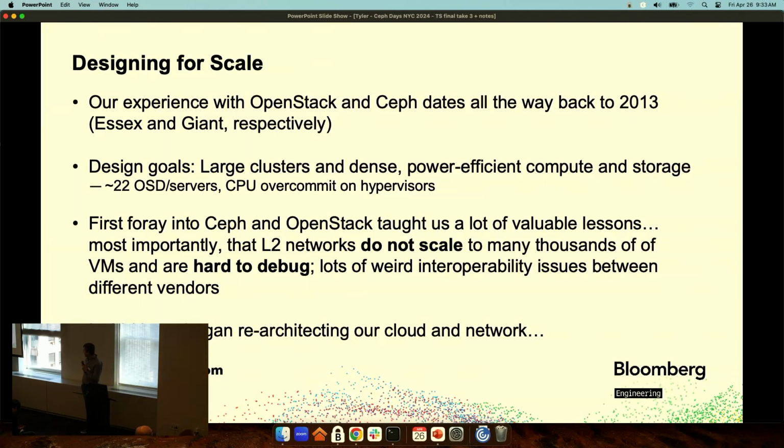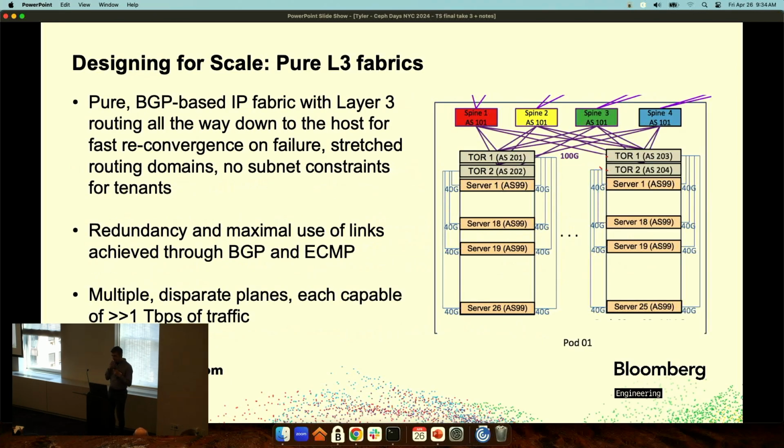At Bloomberg, we've been doing OpenStack and Ceph since about 2013. Our personal design goals are very dense compute. We pack up to 22 NVMes per server, very deep storage. And in our first foray into OpenStack, which we've since adapted for, if you go to an OpenStack conference, you hear a lot of talk about challenges people have when they start having thousands and thousands of VMs, whether it's issues with Neutron or ARP storms or stretched L2 domains, whatever it is. So we re-architected our network to be completely based on L3.